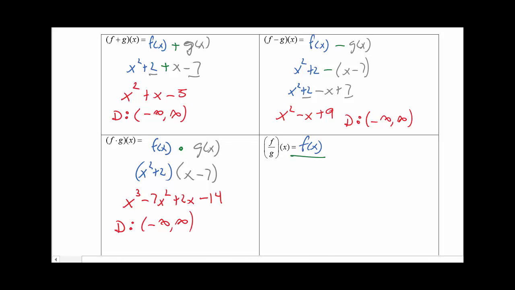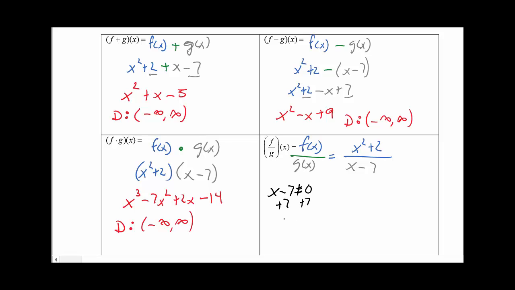So let me set that up. We got f divided by g of x, and again, order seems to matter with this one. So that would be x squared plus 2 up top, and then x minus 7 in the denominator. And so now we're dealing with the fraction case. In the fraction case, we want to set the denominator equal to 0 and solve. Figure out what doesn't make it equal 0.